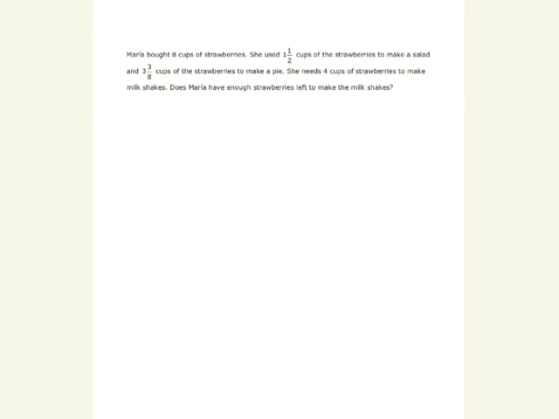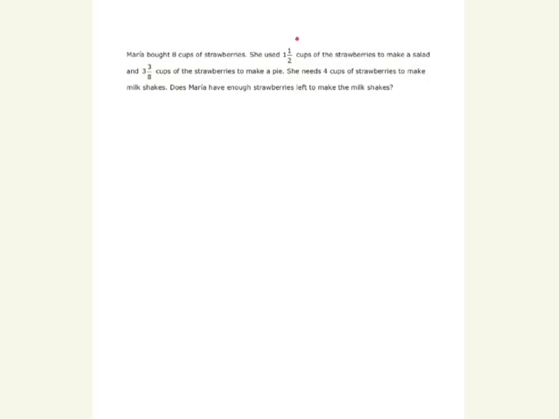So first let's read the problem together. Maria bought 8 cups of strawberries. She used 1 1/2 cups of the strawberries to make a salad and 3 3/8 cups of the strawberries to make a pie. She needs 4 cups of strawberries to make milkshakes. Does Maria have enough strawberries left to make the milkshakes?